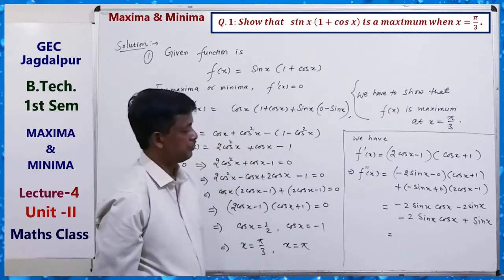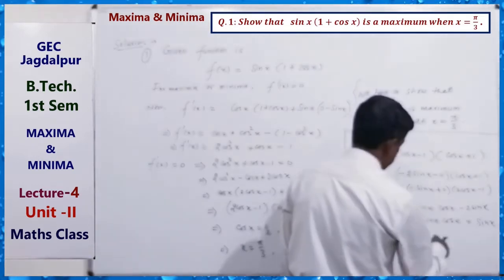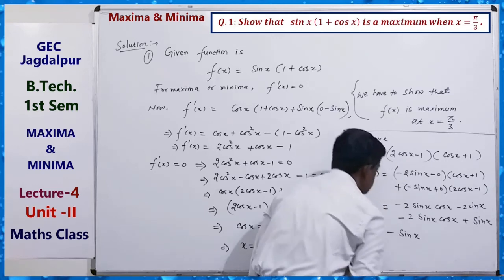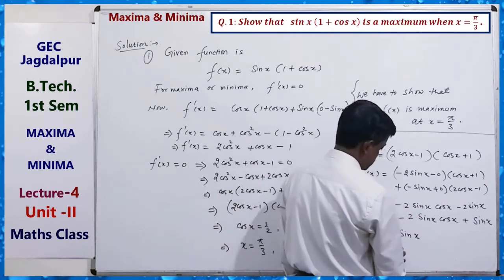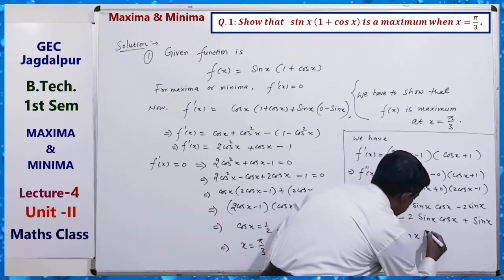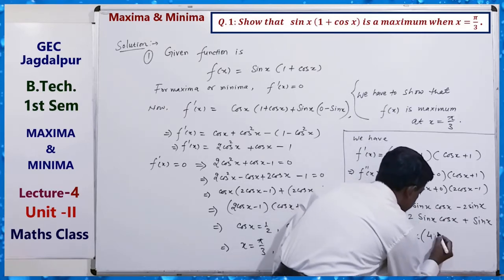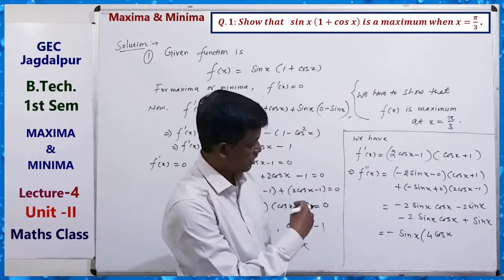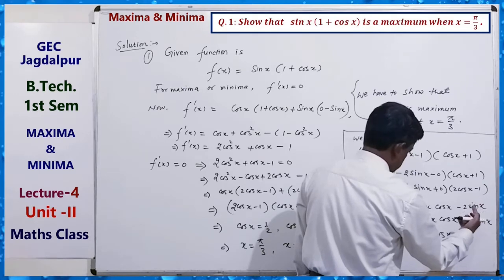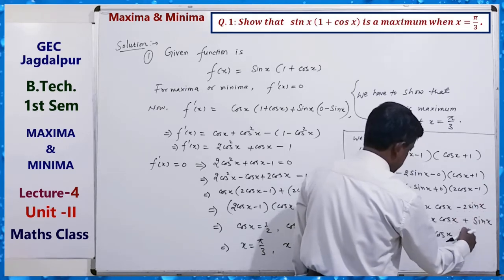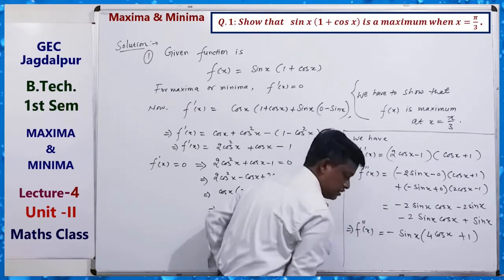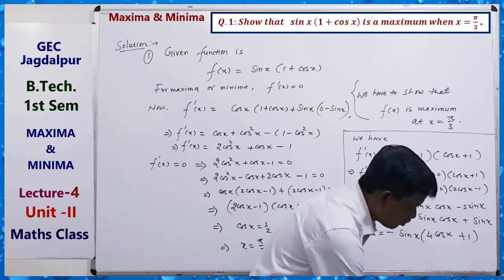We see that sin x is common from all. Taking minus sin x common, we can write minus sin x times 4 cos x plus 1. This is the second derivative, f double dash x: minus sin x into 4 cos x plus 1.